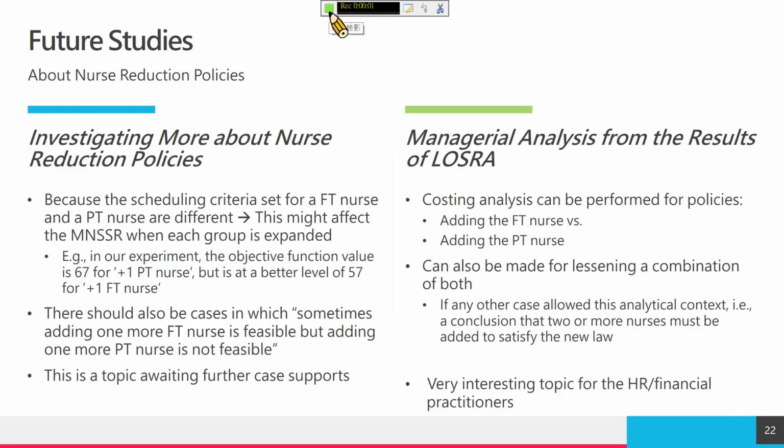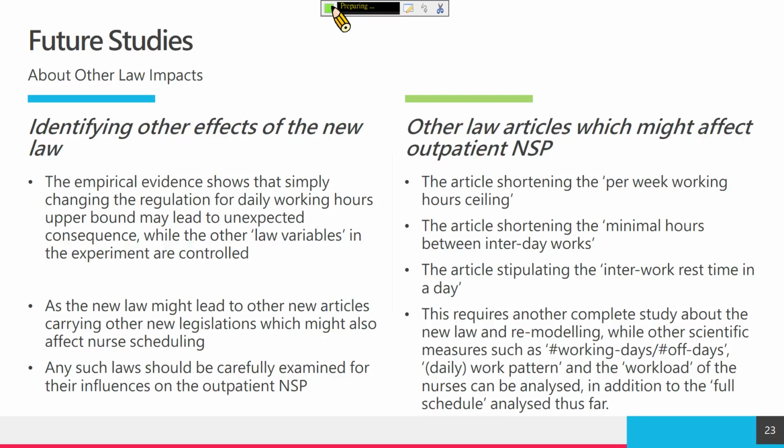Second, what extent of cost is induced to hire the additional nurses? This would be more interesting if the situations of adding full-time nurses, adding part-time nurses, and any policy to add a mix of both can be explored. This should be an insightful analysis for human resource or financial management.